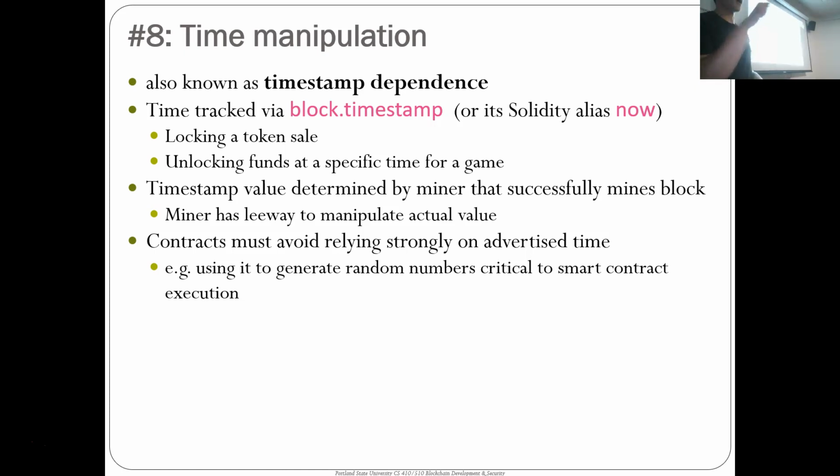The miner is figuring out the actual value of the timestamp to use. And so there is some leeway for the miner to manipulate this value if it benefits him or her. So you have to make sure that any contract that you write avoids relying strongly on the actual advertised time. You don't want to rely too heavily on it. In particular, don't use it to generate random numbers in your contract, because the miner can figure out what random numbers are going to go in based on the time that he or she mints in the block.